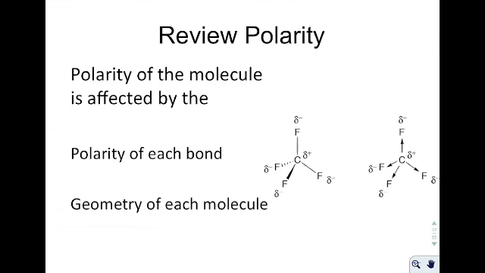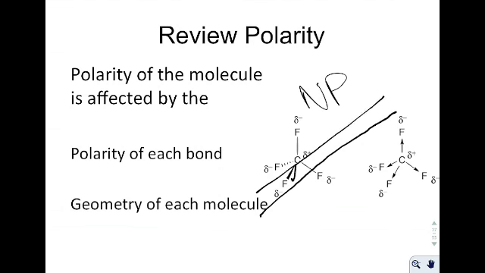So we want to review polarity. Remember, polarity of the molecule is affected by the polarity of each bond and by the geometry of the molecule. So in these particular molecules that we see here, there's a partial positive and a partial negative for each one of the charges. Now, if you were to look at the polarity as a whole, it's a nonpolar molecule. And the reason why it's nonpolar is because you can have a line of symmetry. The line of symmetry says for every pull this way, there's a pull this way. For every pull this way, there's a pull that way, and they cancel each other out. So you've got to be aware of looking for lines of symmetry.